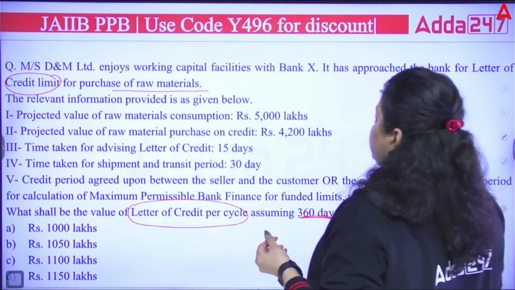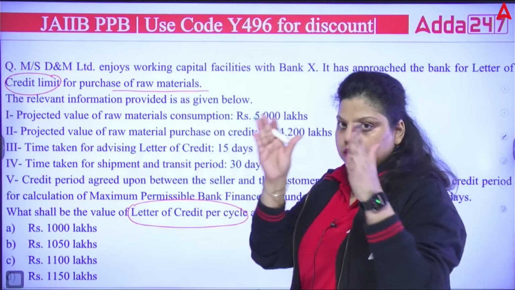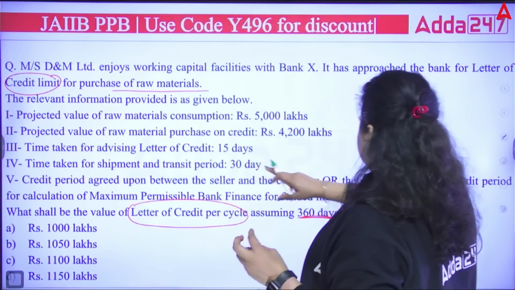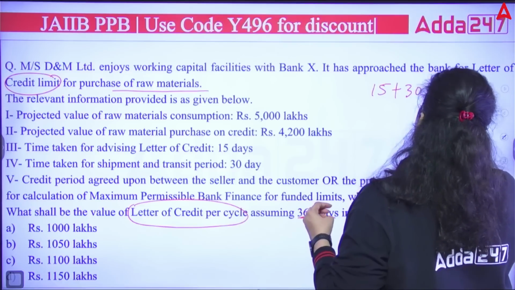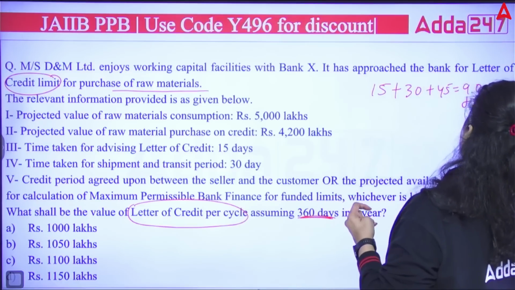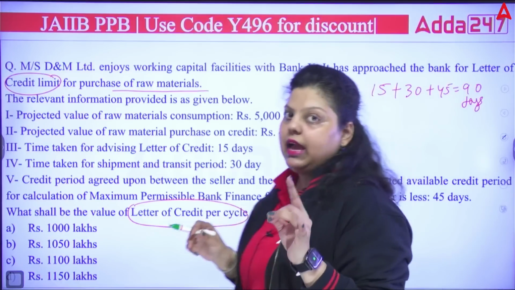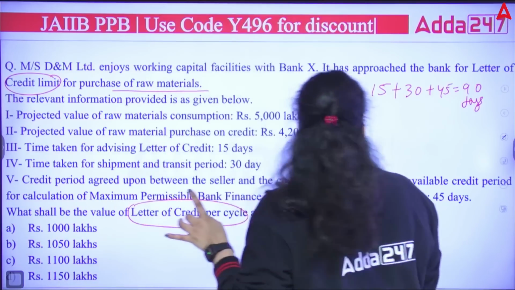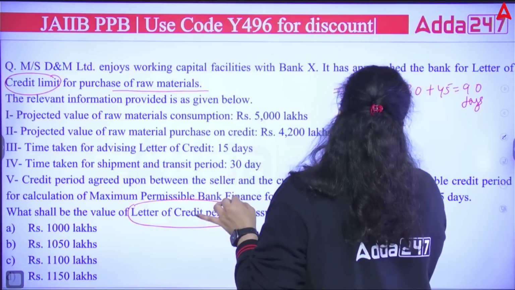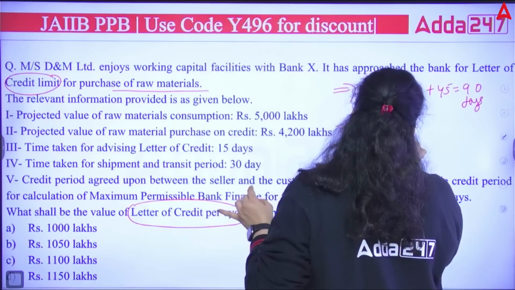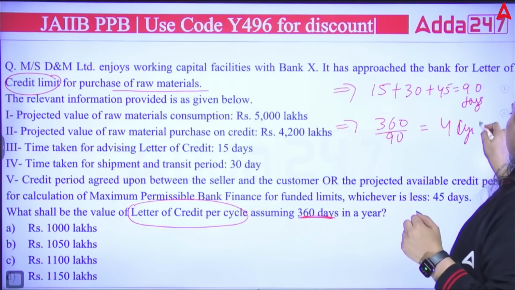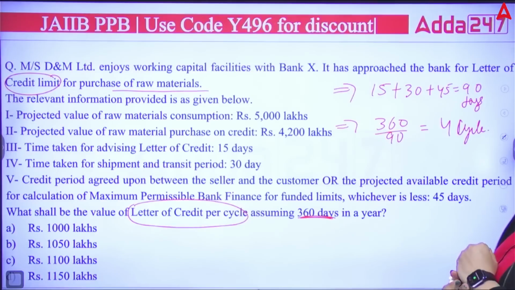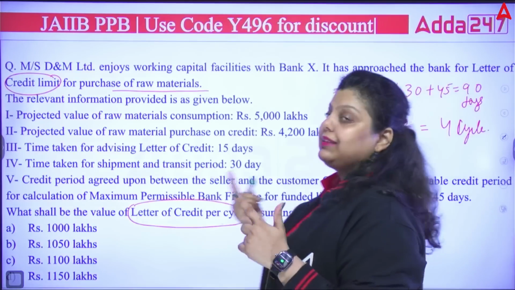So if we talk about this situation, first let's calculate the operating cycle. 15 days, 30 days, 45 days. So first we have calculated 15, 30, 45. It means total 90 days. One operating cycle will have 90 days. So in one financial year, how many will it be? Simply 360 divided by 90 days. It's 4 cycles. How many cycles will be there in one financial year? 4 cycles, and we have to calculate the letter of credit per cycle.